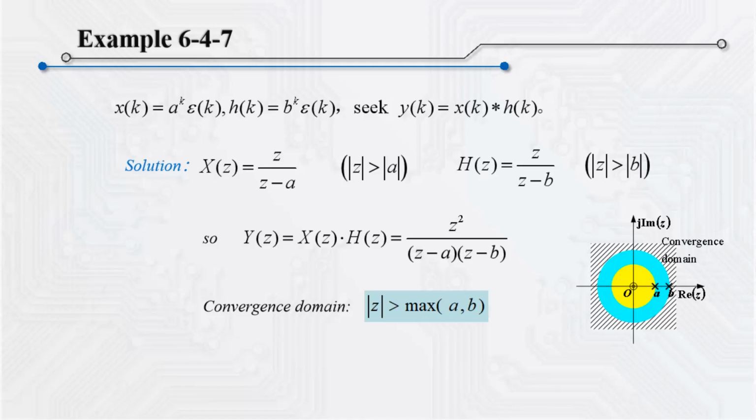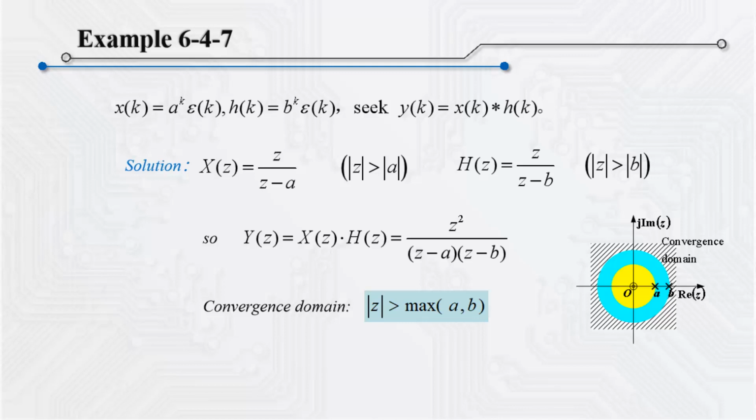Let's look at a specific example. The two sequences are known. We need to find their convolution sum. We use the transform domain analysis method to solve. First, find the z transforms corresponding to x of k and h of k separately. The convergence domains are the modulus greater than a and the modulus greater than b. Then, according to the time domain convolution theorem, the z transform corresponding to y of k is the product of X of z and H of z.